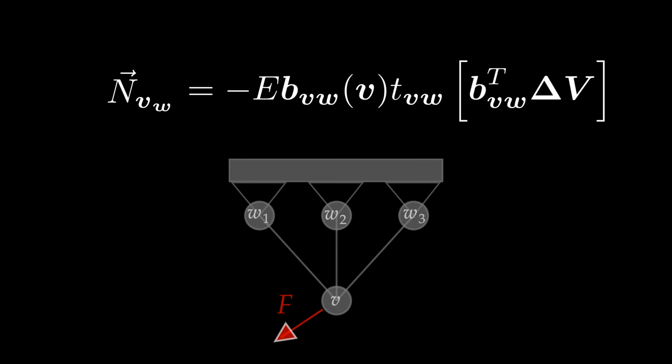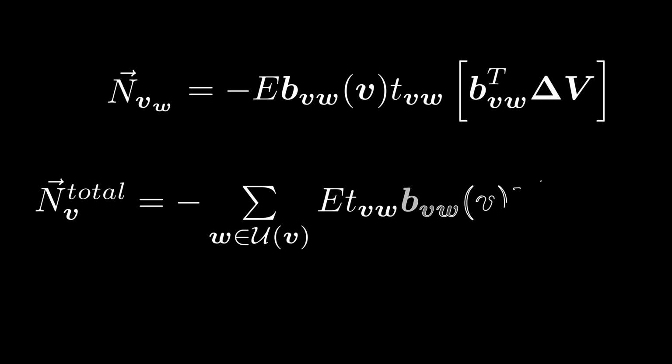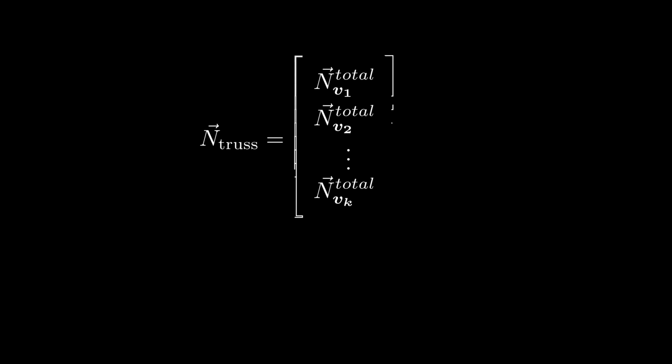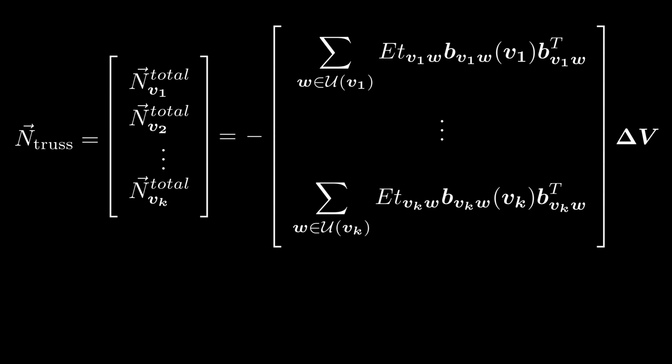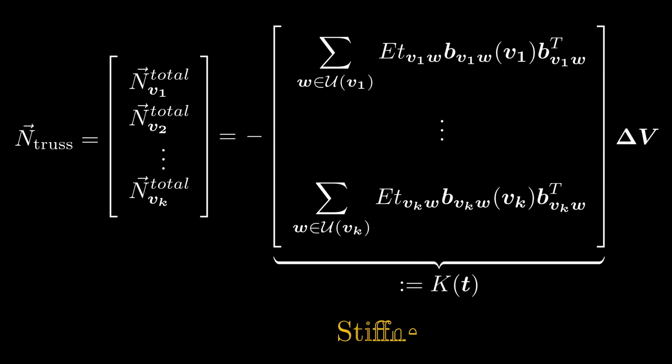So in general we can say that to calculate the total force that is working on a free node V, we have to sum the above formula up, and this for all W in U of V, where U of V describes all nodes that are connected to the free node V. For all free nodes V1 to Vk, we save the corresponding internal force in a vector n truss. For every entry in this vector we can insert now the previously calculated formula, and then we can pull the minus sign out as well as the vector delta capital V. We define the matrix here as K of T, which is a quite famous matrix because this is the stiffness matrix of a truss.